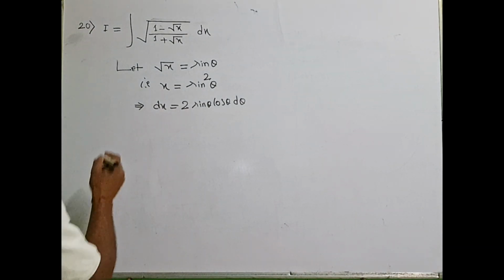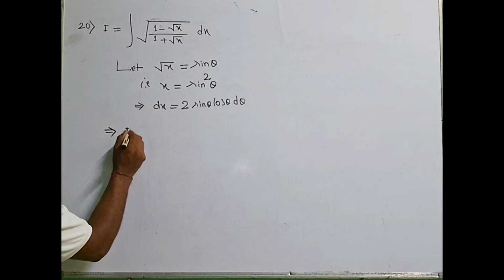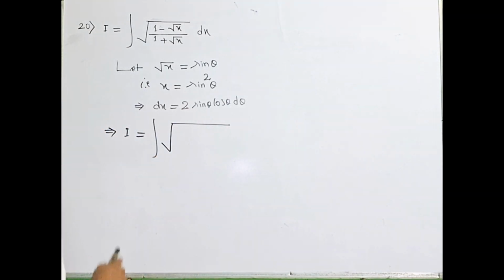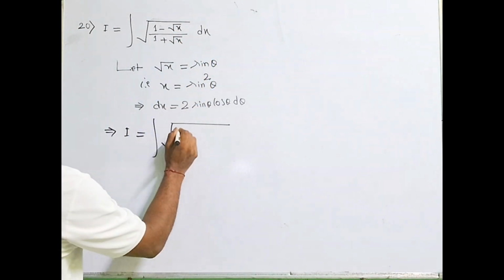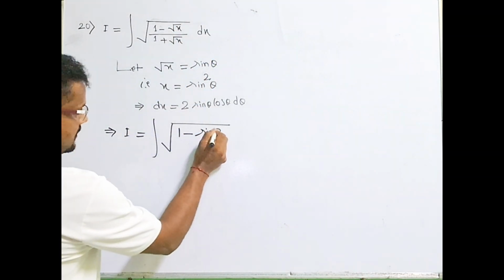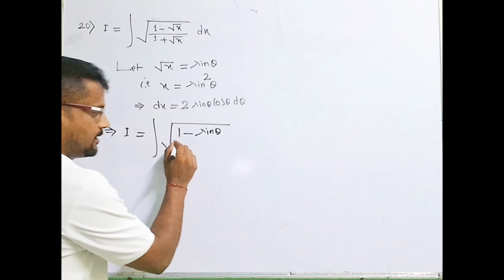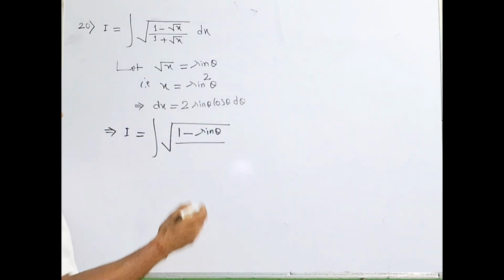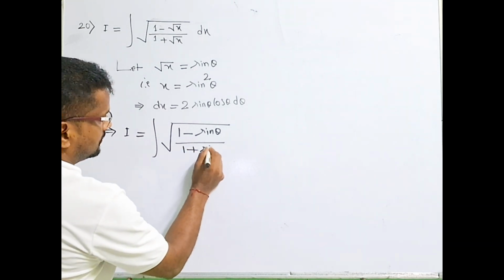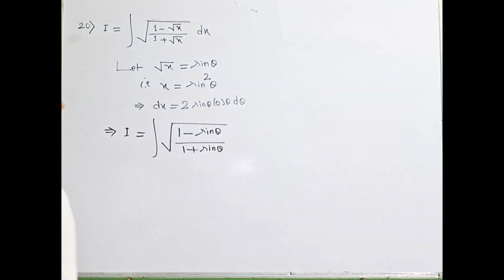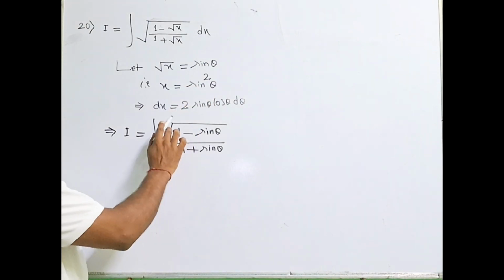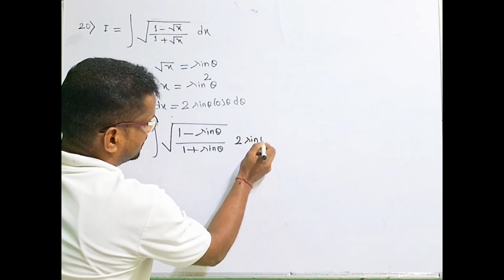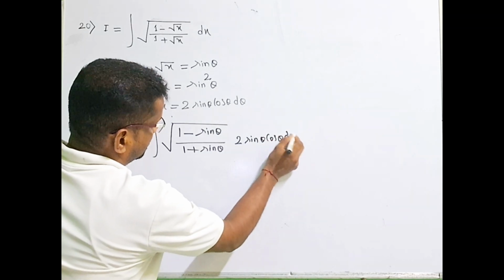in I. So then I reduces to the integration of under root over root x is sine theta. Here what you will get? 1 minus sine theta divided by 1 plus root x. Root x is your sine theta, so 1 plus sine theta. dx is your 2 sine theta cos theta d theta.